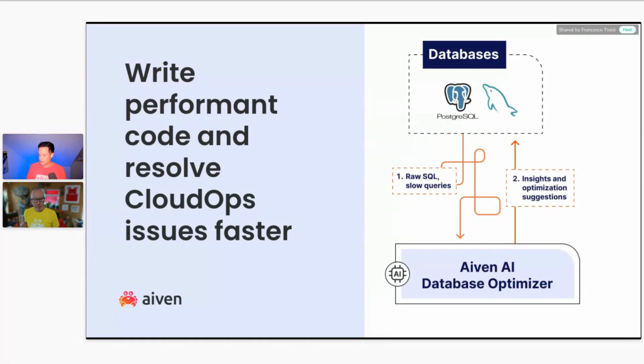Indeed. Something that you don't want to do is to go over the logs of your 200 databases to find out what's wrong. If only there was a tool like the Database Optimizer that could send all this information and suggestions to you, it would be way, way easier.